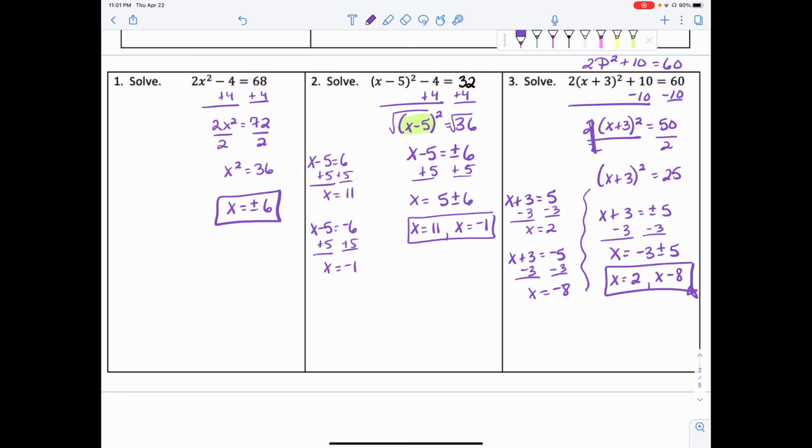So now you can go to the practice sheet and try a few on there.